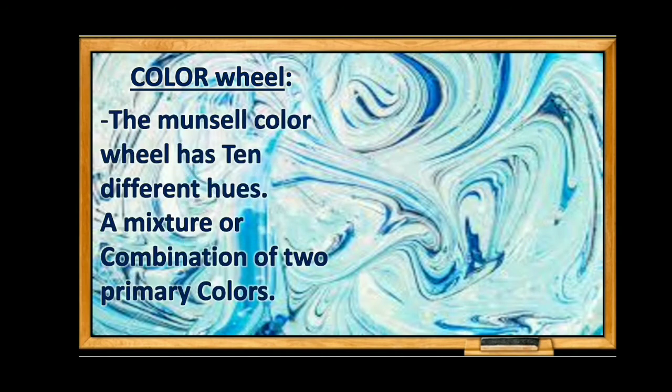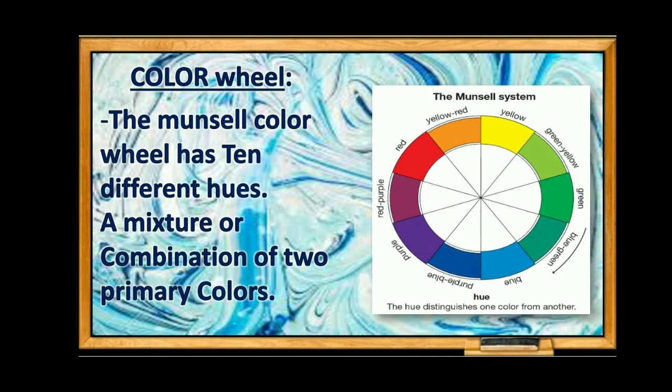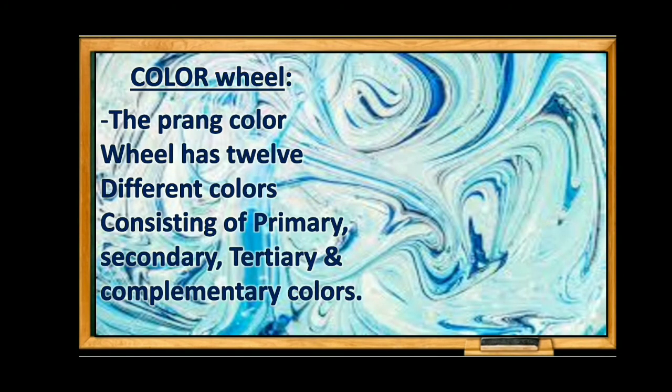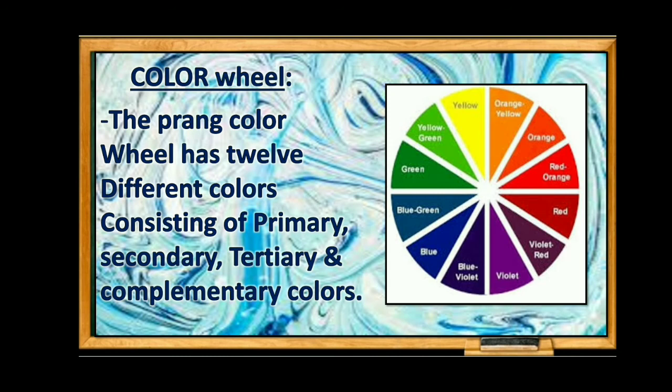Now let's talk about the color wheel. The Munsell color wheel has 10 different hues, a mixture of the combination of 2 primary colors. These are red, yellow, green, blue, and purple, along with 5 intermediate hues. Red, yellow, and blue are primary colors. And this is an example of the chart, which is called the Munsell system. Another is the Prang color wheel. The Prang color wheel has 12 different colors consisting of primary, secondary, tertiary, and complementary colors. And this is an example of the chart of the Prang color wheel.